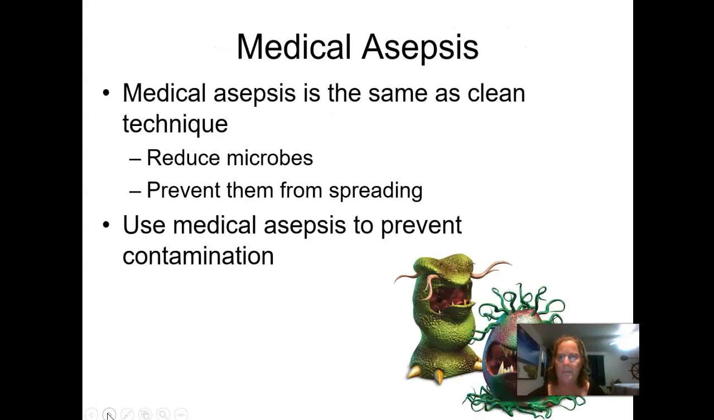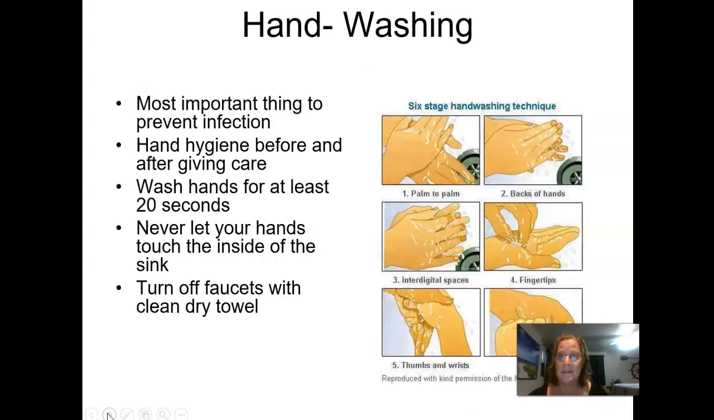So the term medical asepsis is the same as clean technique. When we're referring to medical asepsis, we're talking about clean techniques, things that we can do to reduce the amount of microbes that we're exposed to and prevent them from spreading. We use medical asepsis to prevent contamination. This is not the same as surgical asepsis. Surgical asepsis is when you're dealing with sterile fields where everything has been sterilized. There's no disease-producing bacteria or spores anywhere around that area. As a CNA, we are not going to deal with sterile techniques. We are going to deal with medical asepsis.